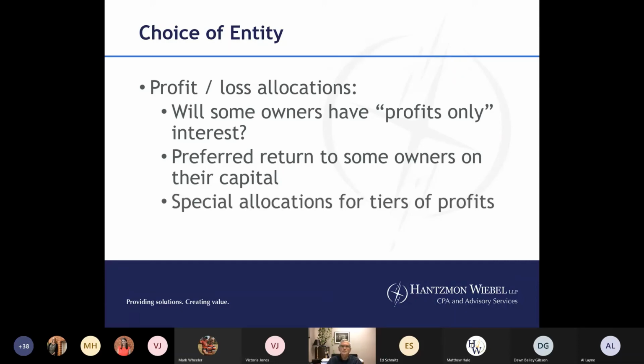What about special allocations for tiers of profits? This is another one we see, where the first $200,000 of profit is shared in one ratio, and the next $200,000 of profits is shared in a different ratio. Again, that can be done in an LLC and in a partnership but cannot be done in an S corp. Although in the S corp, maybe I can achieve some of this allocation of tiers of profit through wage and compensation.